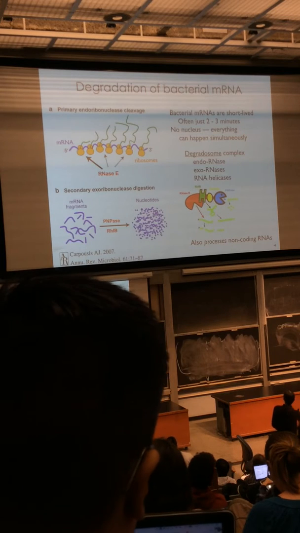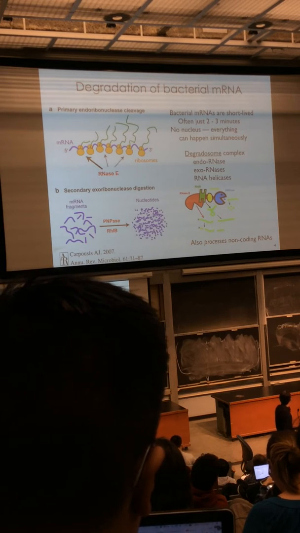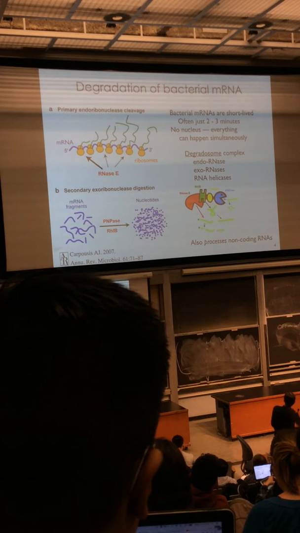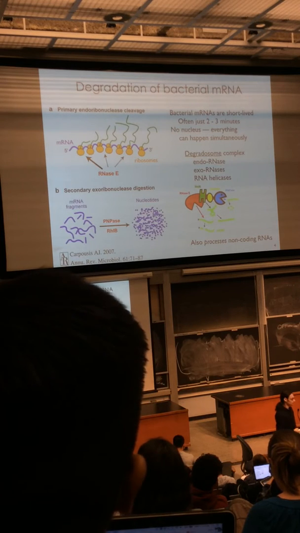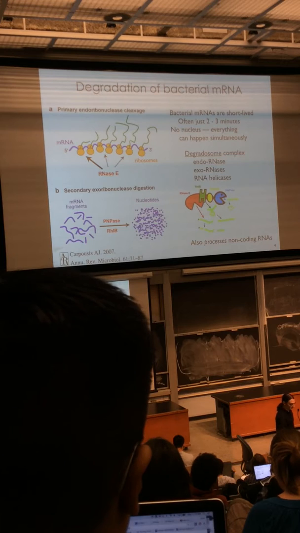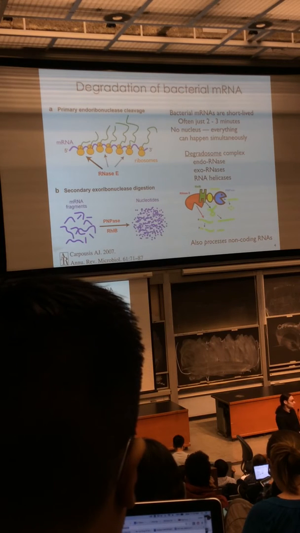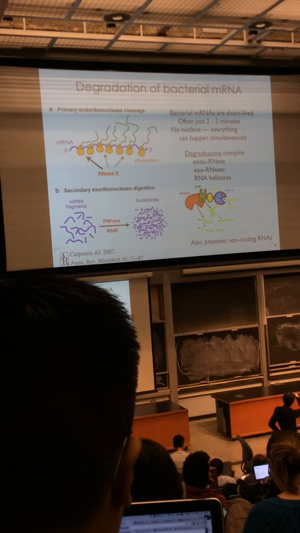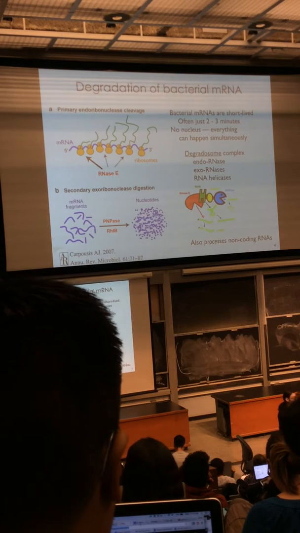All of these actually exist in a complex called the degradosome that contains this endoRNase, some exoRNases, as well as something that has an RNA helicase activity that can pull apart some RNA structure, places where the RNA has formed a hairpin. It can separate those into linear molecules that are easier for the exonucleases to chew up.